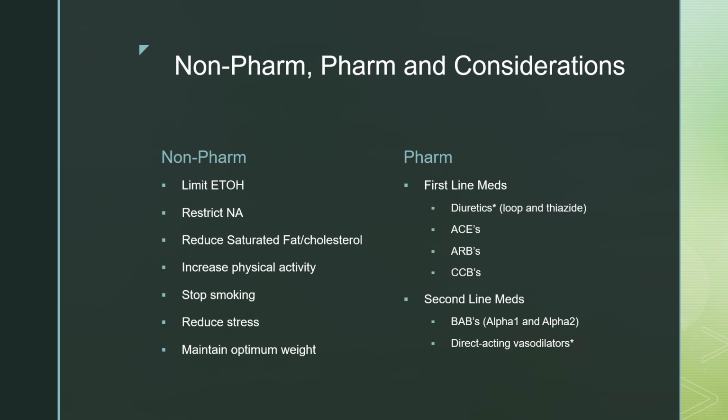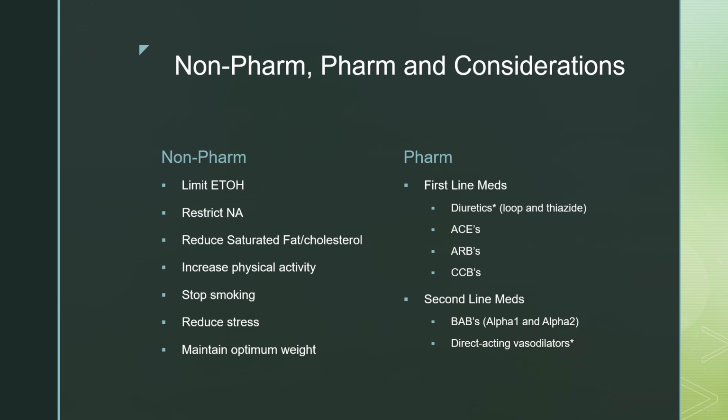Now, sometimes those medications don't work. Sometimes they have adverse reactions or symptoms and clients don't tolerate them well. Then they'd probably go to second line medications like your beta adrenergic blockers, and the alpha 1s and alpha 2s. Ultimately, if hypertension becomes severe, they may need a direct acting vasodilator, and we're going to focus on that in this presentation as part of our prototype drugs.